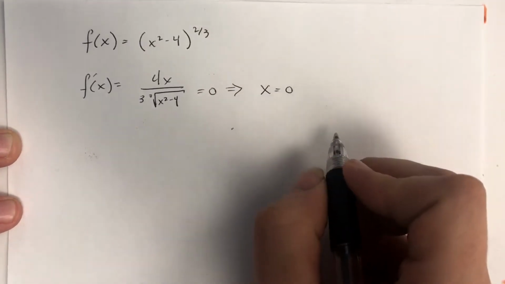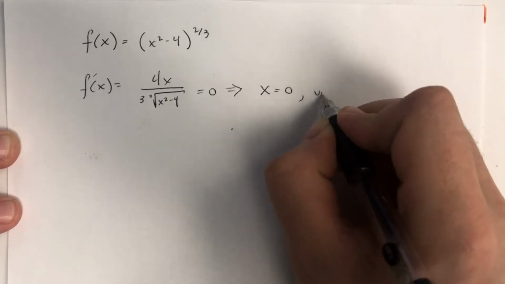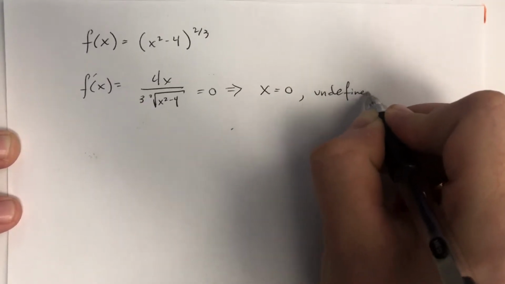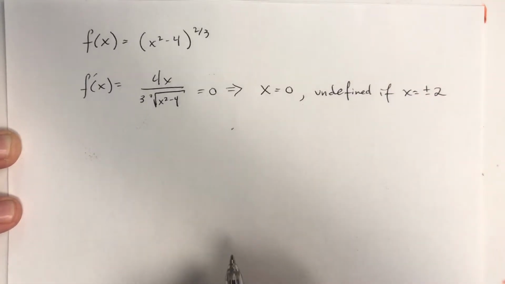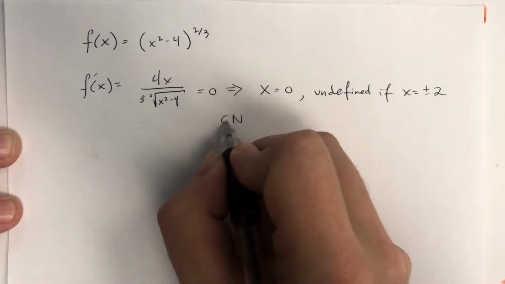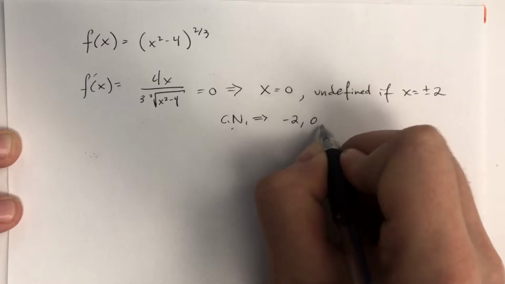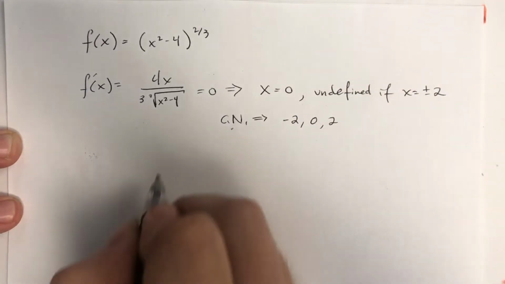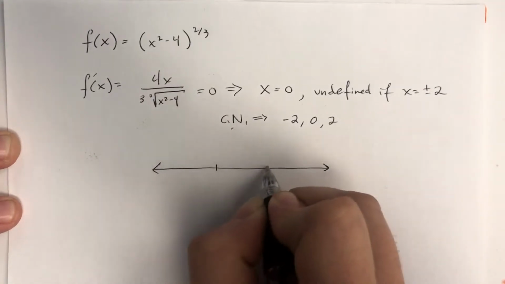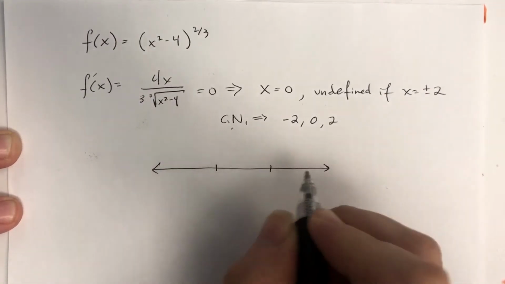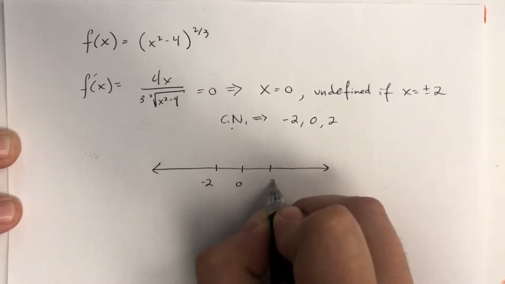And we also defined that the function was undefined if x was plus or minus 2. So we found then that our critical numbers altogether were -2, 0, and +2. So what we were in the process of doing when the bell rang was filling out our sign line for those three values. So here's -2, 0, and +2.